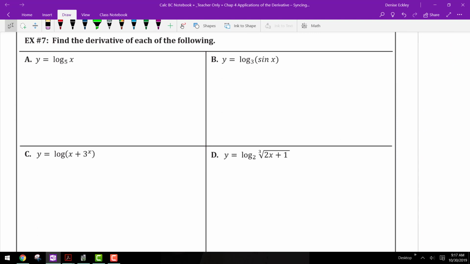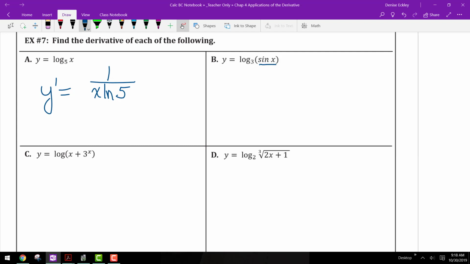Okay, so the first one, we're looking for y prime of log base 5 of x. So this is straightforward, just using the definition that we're given. So y prime is going to equal 1 over x ln of 5.